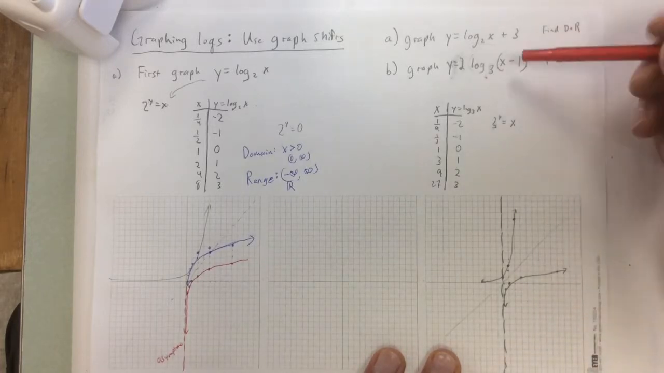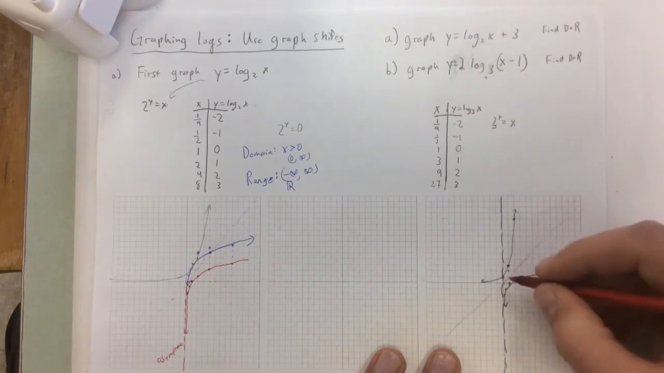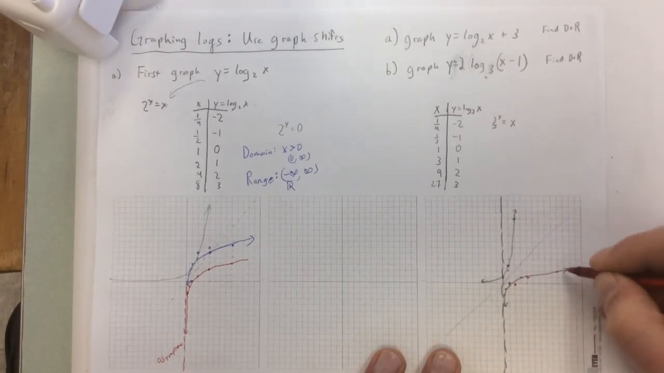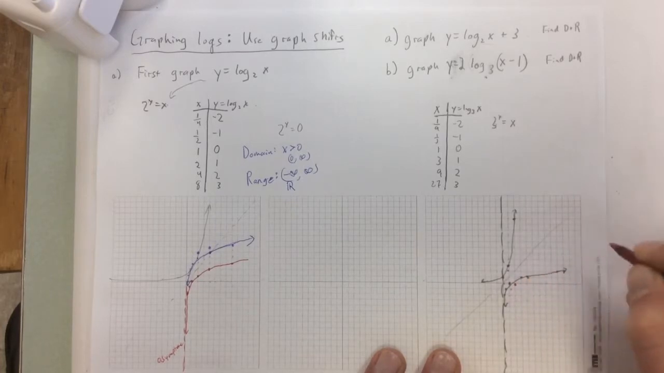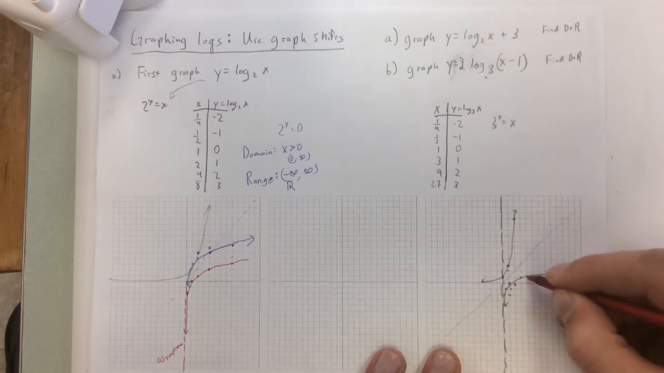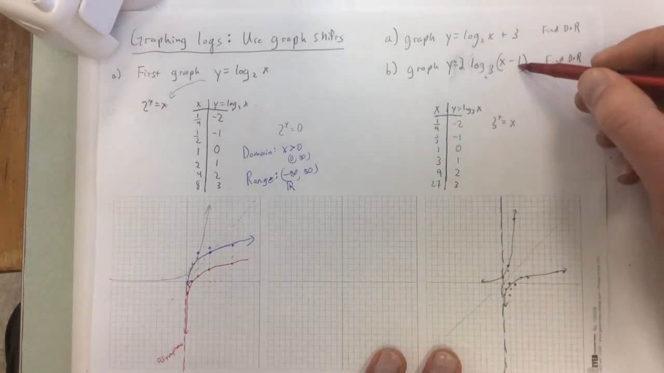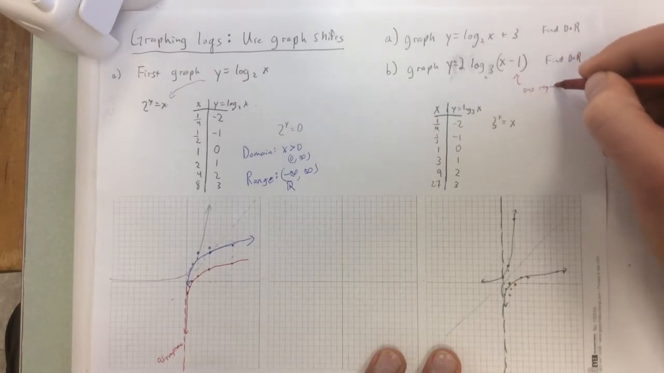Now, the minus 1 here. Well, the minus 1 means I have to shift everything 1 to the right. So it's now going to be right here. And here, and here, and here, and here. So the minus 1 shifts it 1 right.